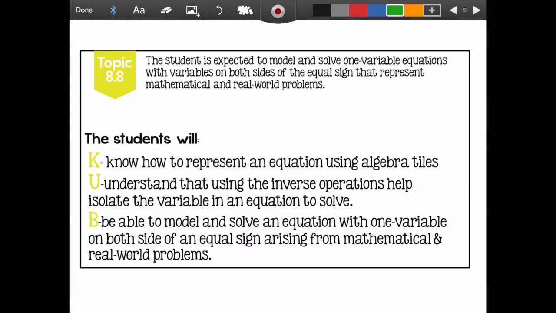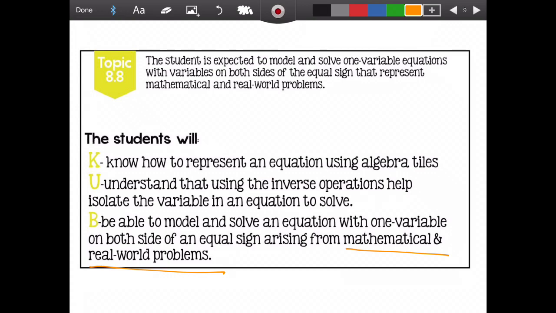8.8c, which is where we are going to be able to model and solve an equation with one variable on both sides of an equal sign arising from a mathematical and real-world problem. So we're tying everything together. Last week we took a real-world situation and we wrote the equation. This week we're going to take it a step further and now continue to solve and answer those questions.